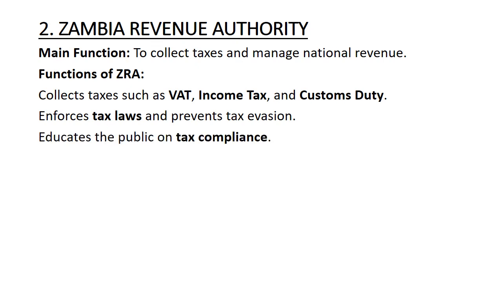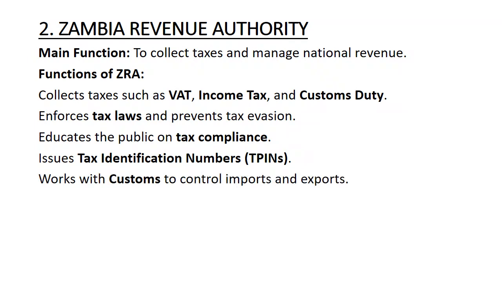It also educates the public on tax compliance, which simply means making sure that the public understands how tax works and is able to pay tax where applicable. They also issue out tax identification numbers, or TPINs. If any of you has a bank account, then you should have a TPIN. So they are the ones in charge of issuing out TPINs. So ZRA works with customs to control imports and exports.